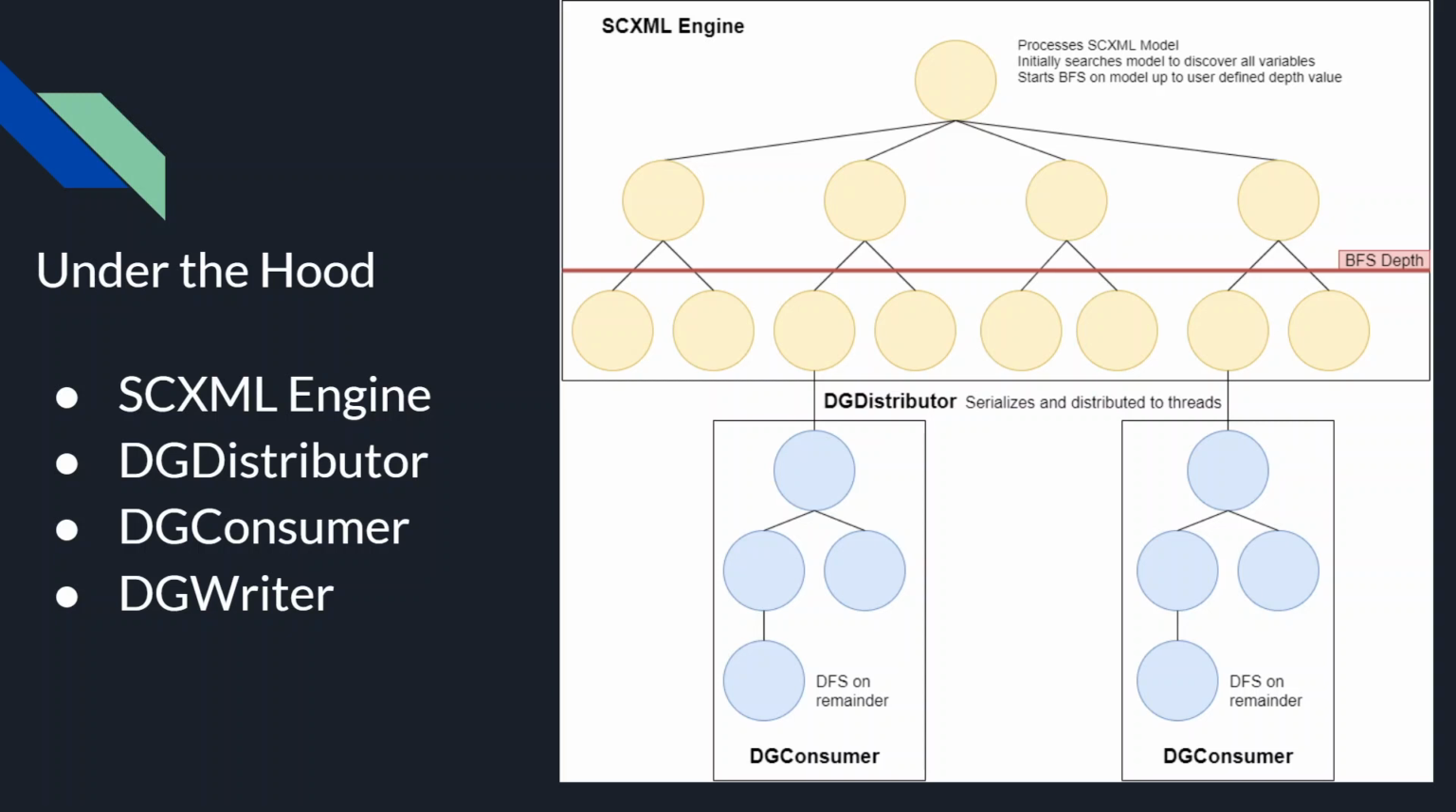And then once this depth is reached, a data generator distributor will serialize each of the unexpanded children that are in the fringe of this graph, and then send them to separate threads or separate compute nodes to be processed by a data generator consumer. Each consumer will continue searching the model with a depth-first search until all variables have been assigned. And then once all of these variables have their assignments, the data consumer will send the assignments to the data writer for output.